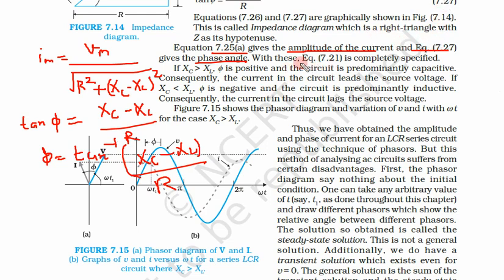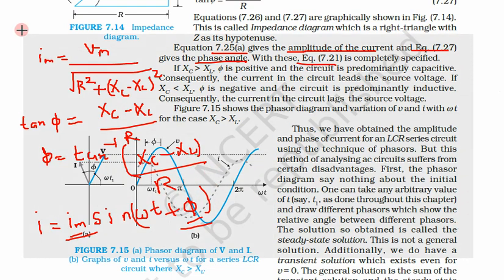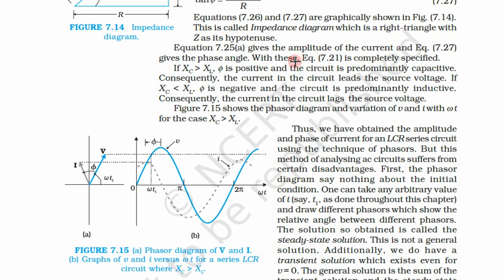And what was equation 7.21? Initially we wrote I is equal to Im sine omega t plus phi. Now all the things are determined. Im is determined and phi is determined. Hence now we can write the time dependent current in the circuit. In this way we found the time dependent current in the circuit.